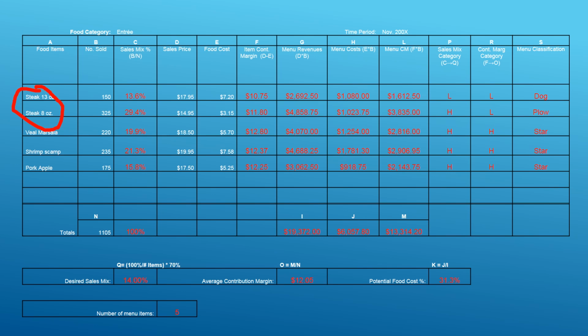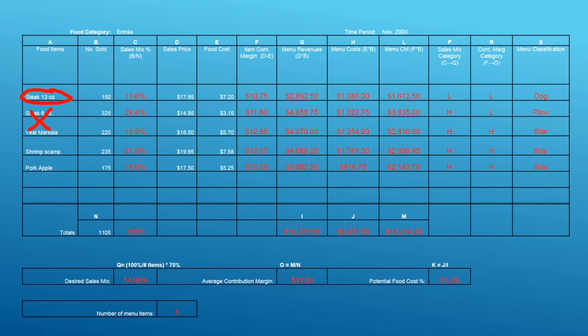For example, because the 8-ounce steak is cheaper than the 13-ounce steak, I'm thinking that it's drawing customers to purchase the lower price, the 8-ounce, over the 13-ounce. So by maybe removing that 8-ounce steak, it's going to drive anyone that wants a steak into this 13-ounce steak. So that may be something to do.